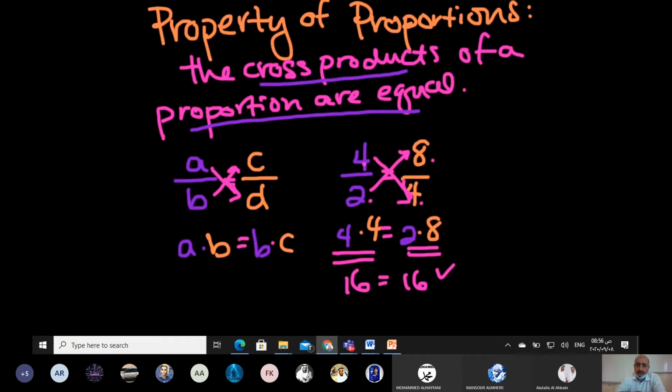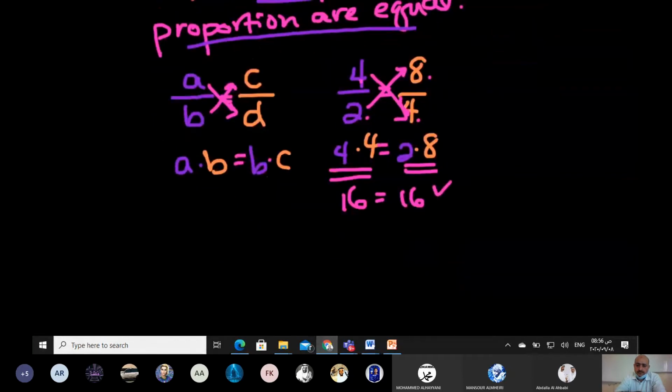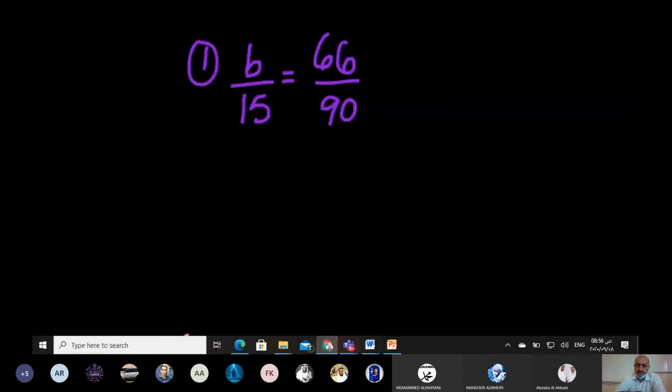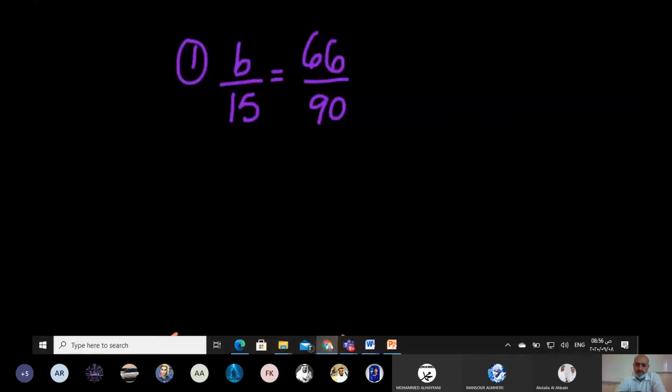So let's try this concept with another problem. Our problem is this. Number 1, b divided by 15 is equal to 66 divided by 90. If we wanted to, we could totally do this with scale factor, and figure out how many times 15 goes into 90, and we'd find out that it's 6 times, and we'd multiply the top by 6 and the bottom by 6, or divide by 6, or whatever we needed to do. But let's try to get away from that briefly and try a new method.